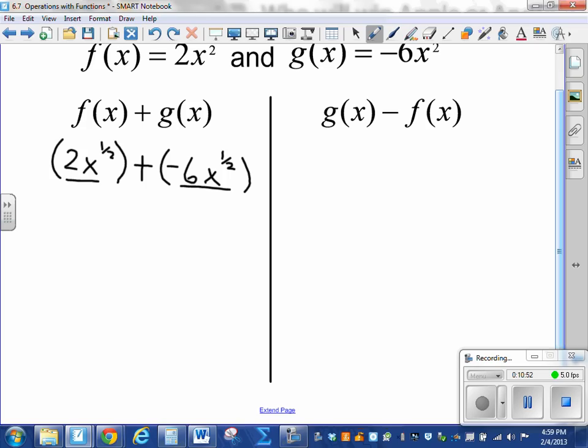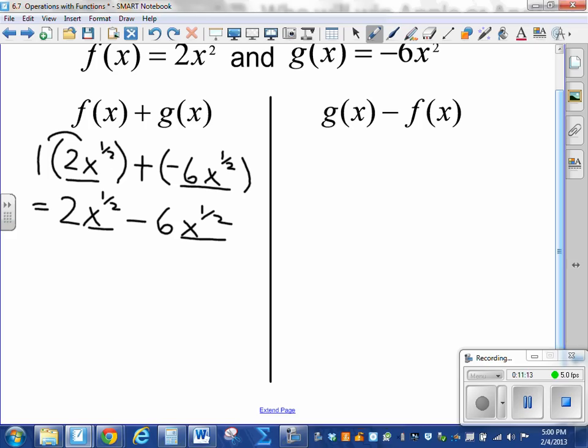So since this is just one, technically you can put a 1 out here and distribute, but it's just going to be a 2x to the 1/2. Same thing here. So that's just going to be then plus a negative, which is just going to be minus 6x to the 1/2. Now this goes back to like terms. We got x to the 1/2 here, x to the 1/2 here. That means those are like terms.